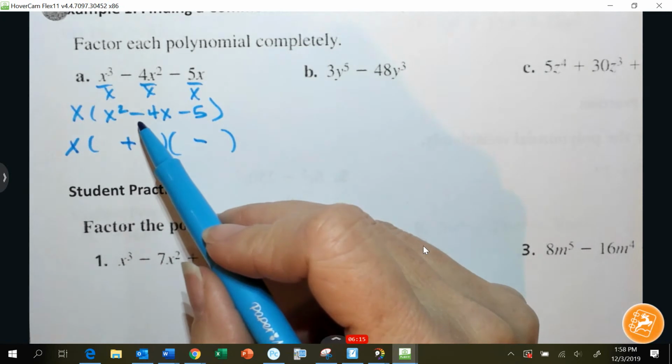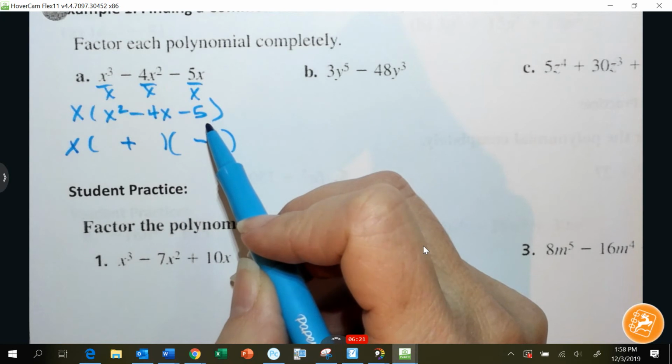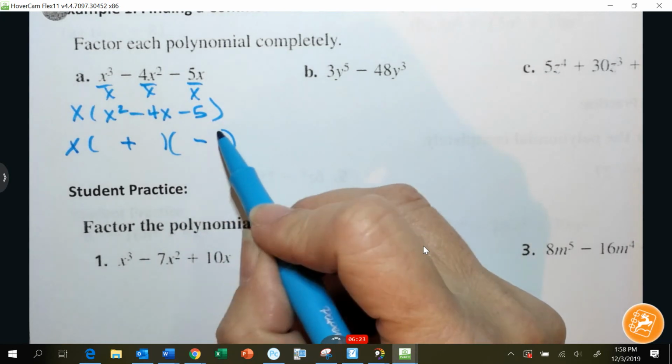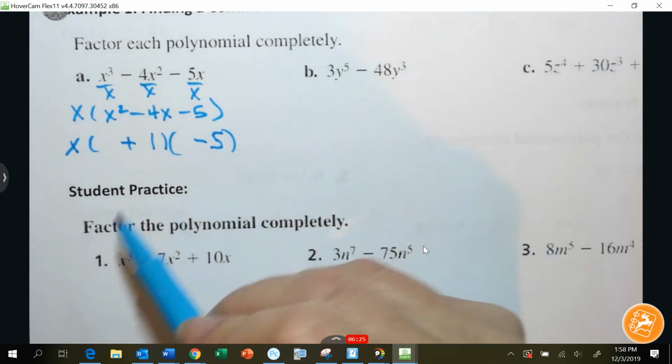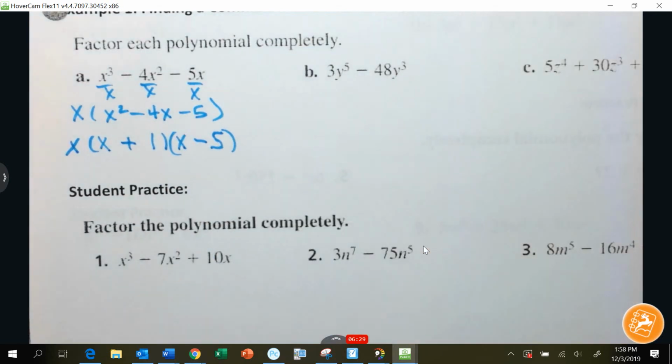You have to know this stuff. And then the first sign tells me that the bigger one's going to be negative. So what's going to multiply together to give us 5? 5 and 1. So my bigger one's going to be negative. Oh, I forgot my x's. Whoops. Now, it's called guess and check.